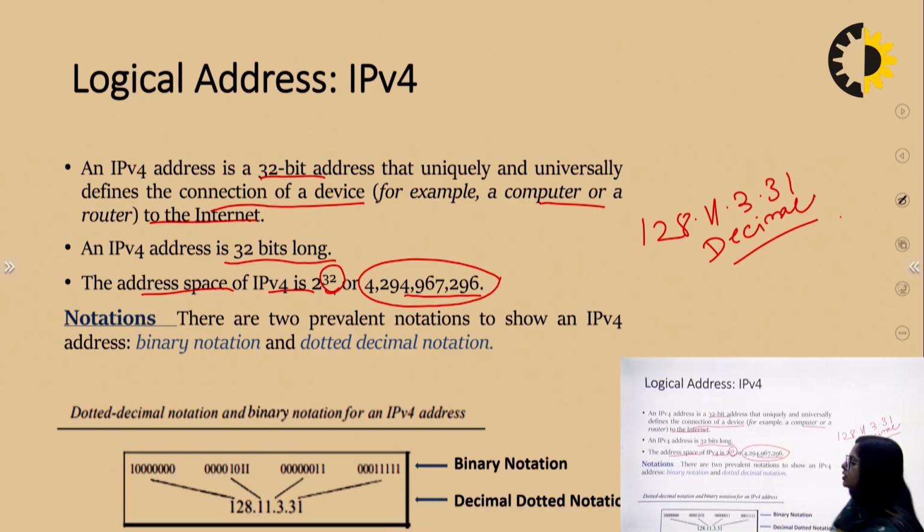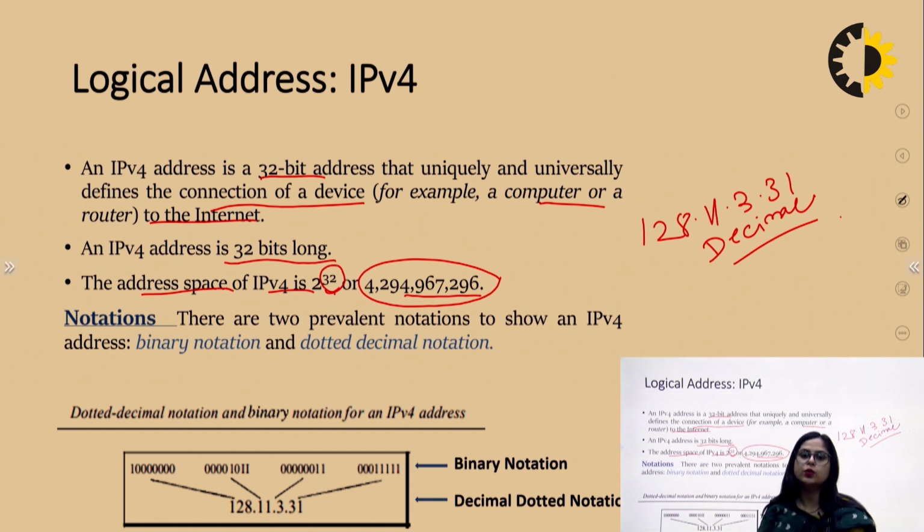This is the decimal dotted notation. In this decimal notation, one octet is of 8 bits and we are using 4 octets. Okay, 8 bits of 4 octets. Here the address in IPv4 is 2 to the power 32, that is 32 bits long, and in IPv6 it's 128 bits long. Okay.